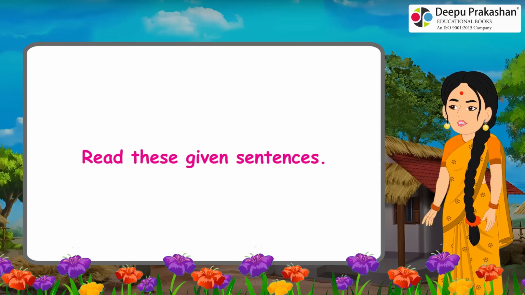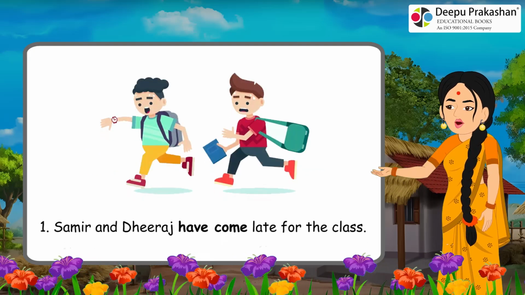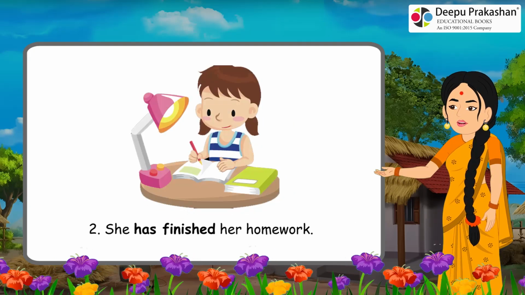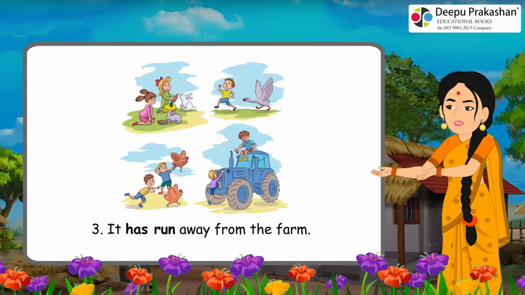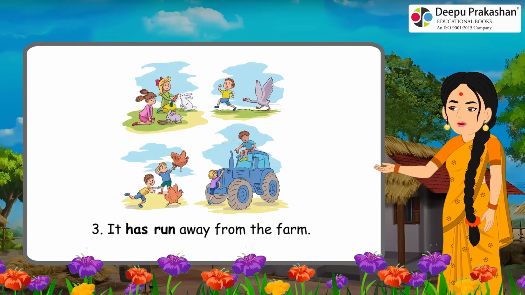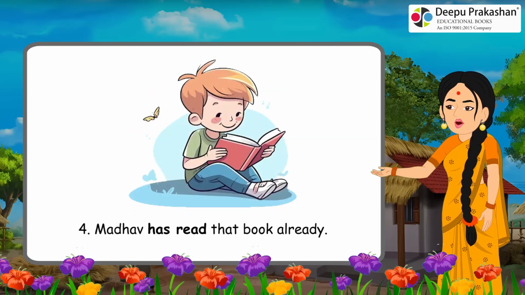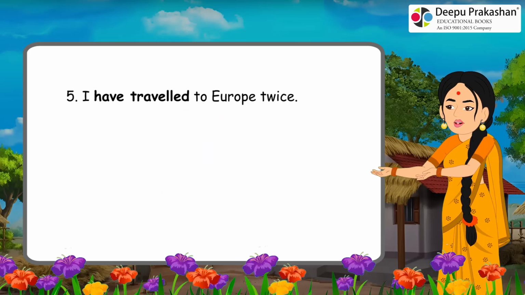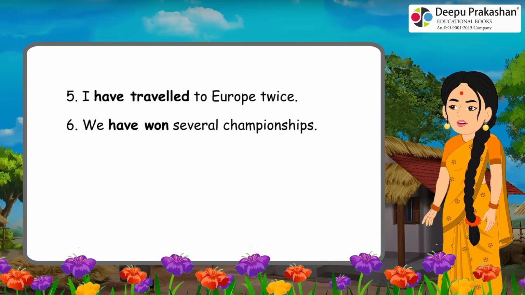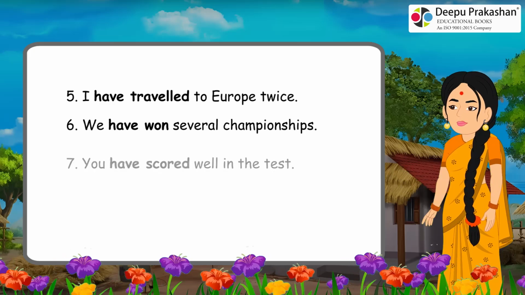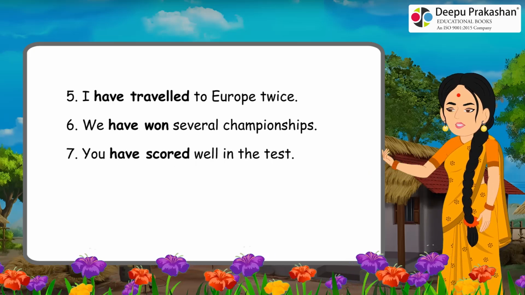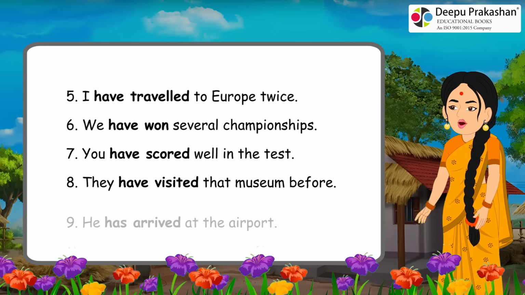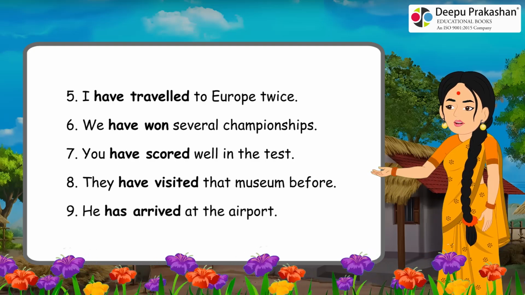Read these given sentences. 1. Samir and Dheeraj have come late for the class. 2. She has finished her homework. 3. It has run away from the farm. 4. Madhav has read that book already. 5. I have traveled to Europe twice. 6. We have won several championships. 7. You have scored well in the test. 8. They have visited that museum before. 9. He has arrived at the airport.